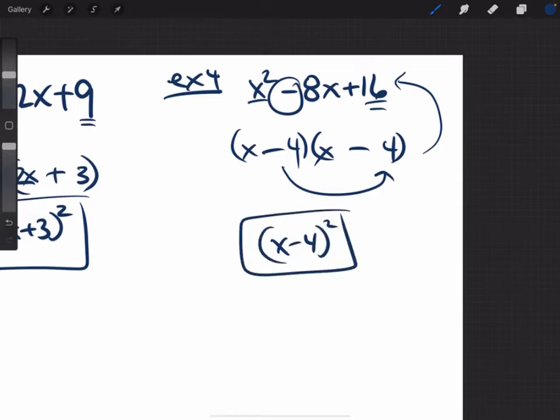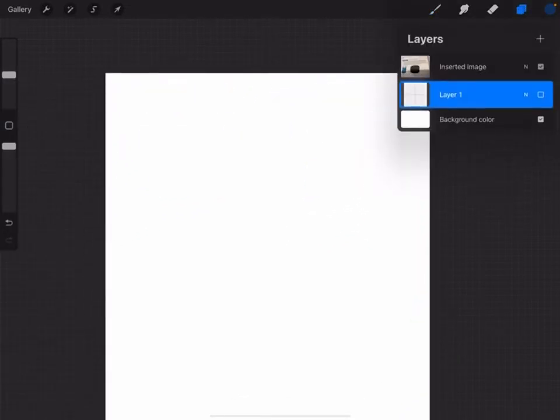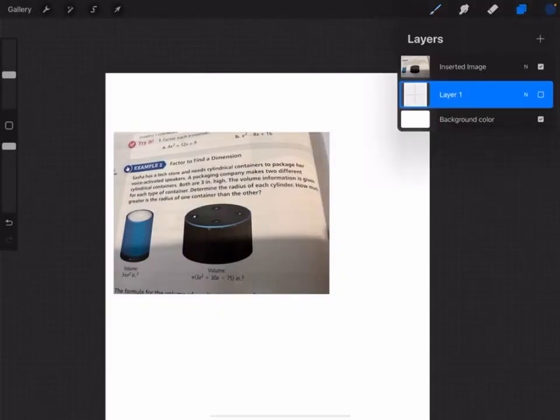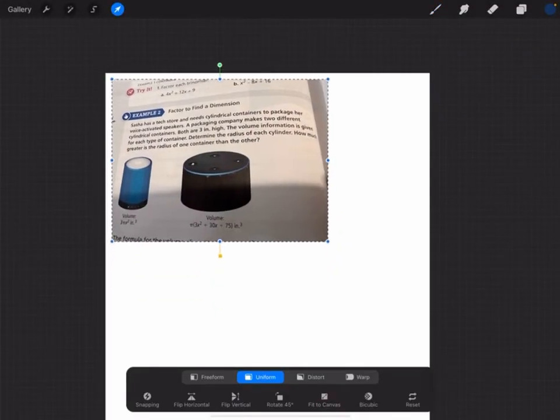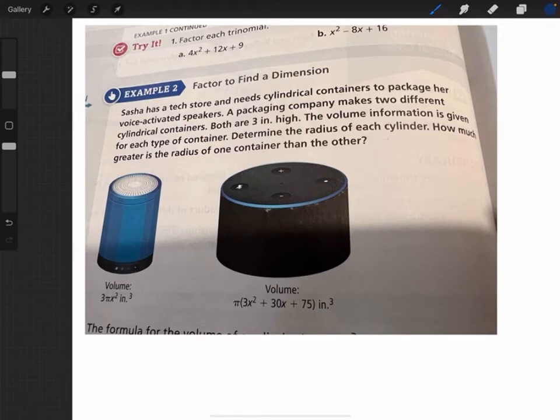Okay, so now we're going to do a word problem. Over here. Yeah, can't see. Take a look at this one. It's pretty cool, actually. Take a look. So there's two speakers, and they're both 3 inches high. They just have a different base.